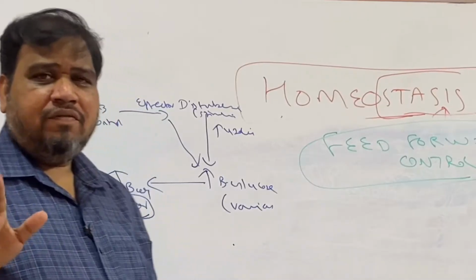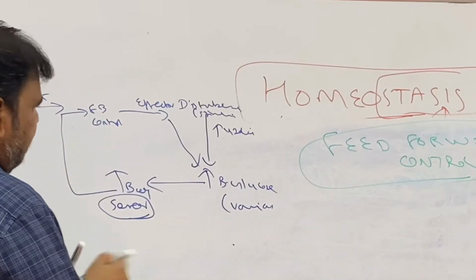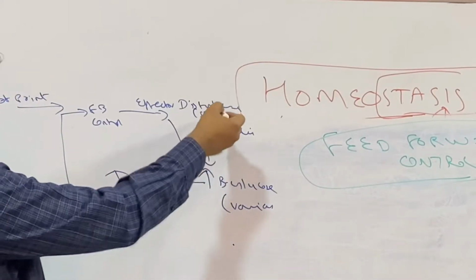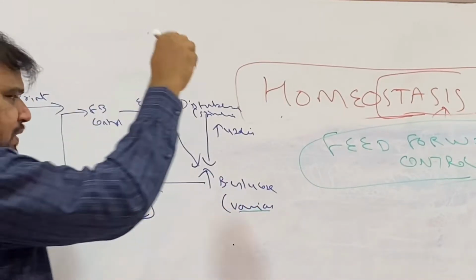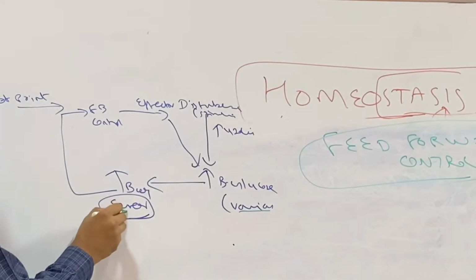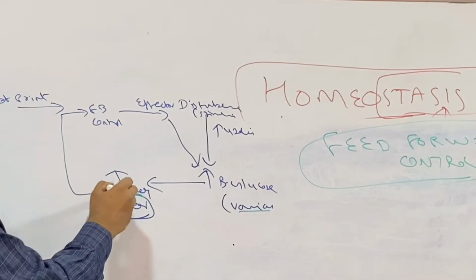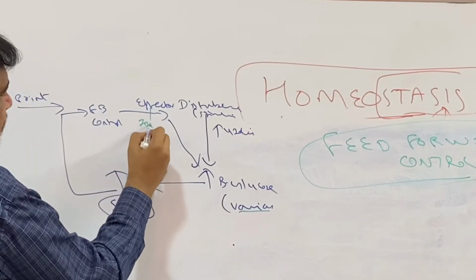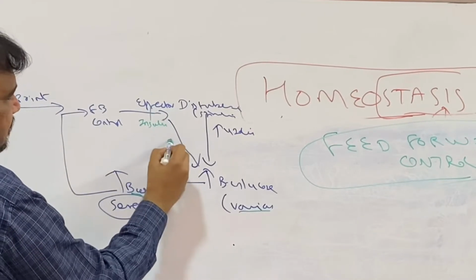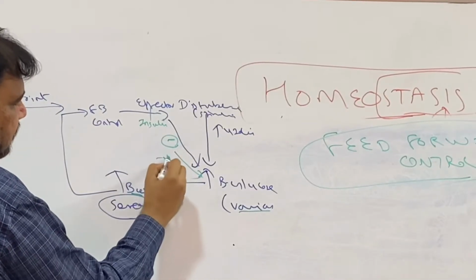Before explaining feed forward, let's just review negative feedback, which we already know and have explained many times. Whenever you eat 4 idlis, your blood glucose is increased, which is the variable. And our homeostasis will try to bring that back to normal by the sensor, which is beta cells. So beta cells will sense the increase in blood glucose, and by the feedback control, they secrete insulin, that is the effector. And what does insulin do? It will decrease the blood glucose. And this is negative feedback.